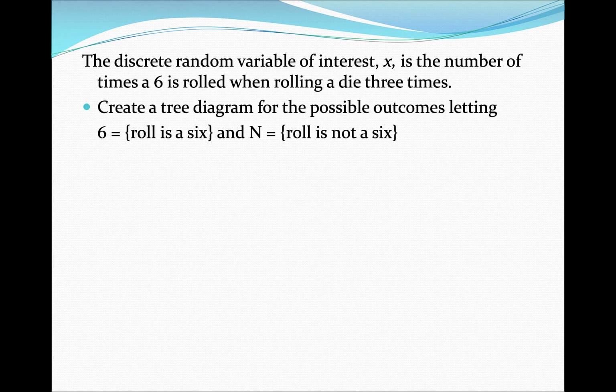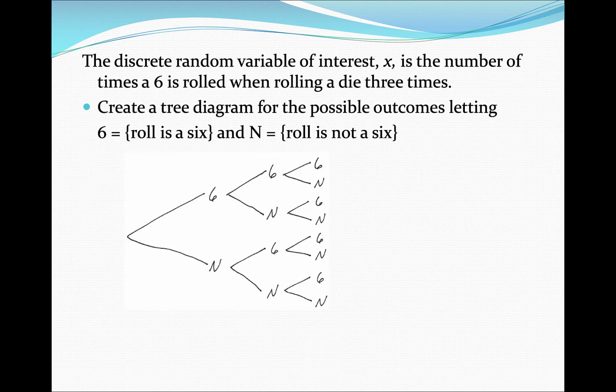What we're going to start with is the idea of a tree diagram. We're going to create a tree diagram for the possible outcomes. We're going to let 6 be that we roll a 6, and we're going to let n represent that we don't roll a 6. You could identify these however you want, but these are the 2 outcomes I'm interested in. Either I roll a 6 or I don't. To create the tree diagram, you just draw it like this. You can see on each roll, either you get a 6 or you do not get a 6.